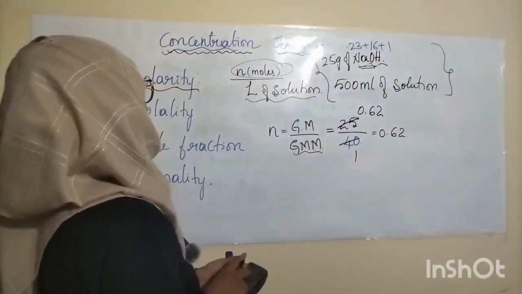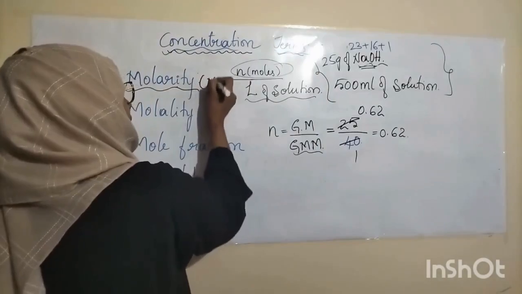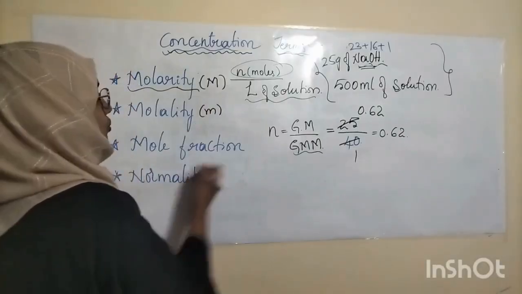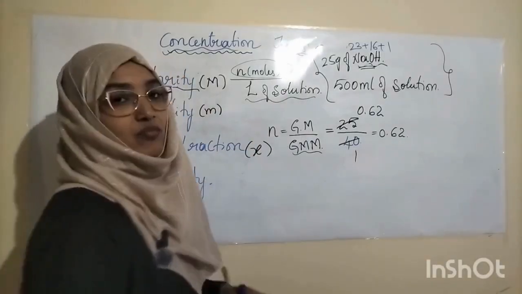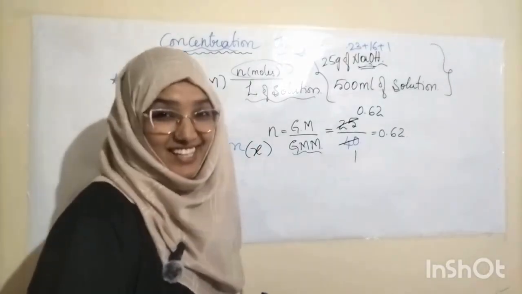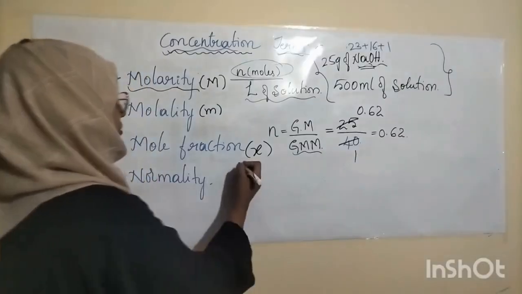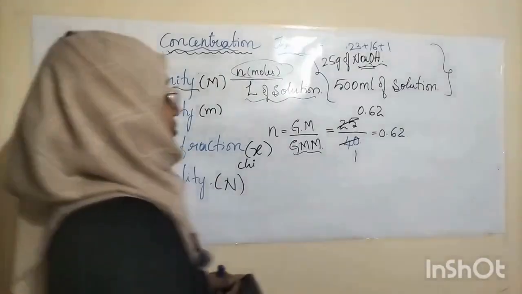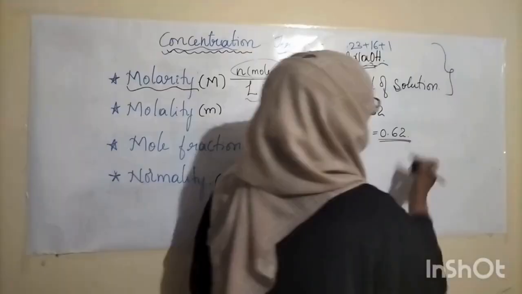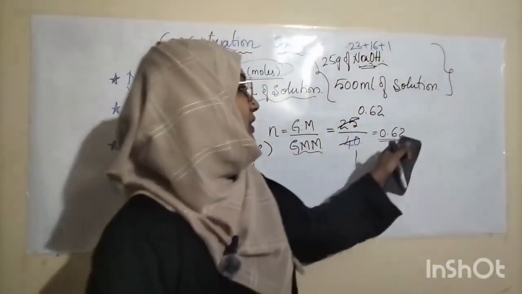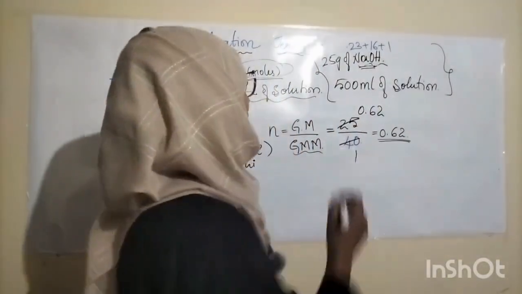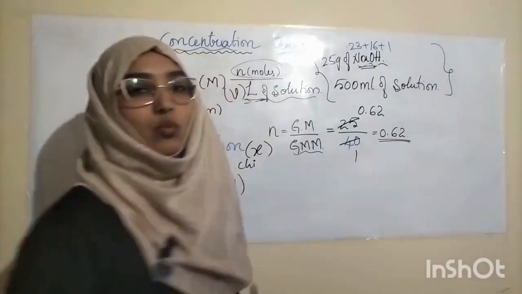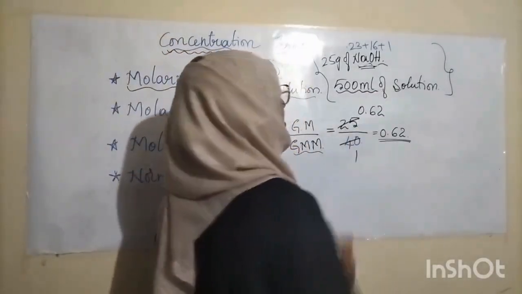Now please remember, molarity is denoted by capital M, molality by small m, mole fraction by chi. This is not x, but usually we hear it as x, so let that be. We can also call this chi, and normality is denoted by capital N. So here the number of moles are 0.62. Coming back to the numerical, now how much solution do we have? The volume of your solution is 500 ml.